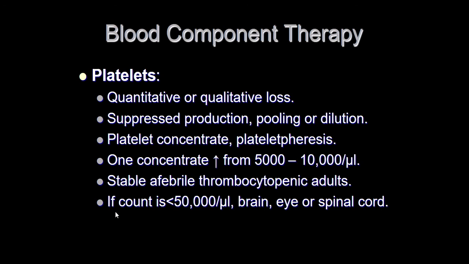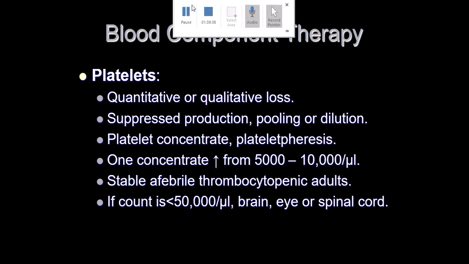And if the count in general is less than 10,000 per microliter, do you know that the number should be over 400,000? If the number is less than 50,000 per microliter, here we could have brain, eye, or spinal cord bleeding. So we have to use platelet concentrates.